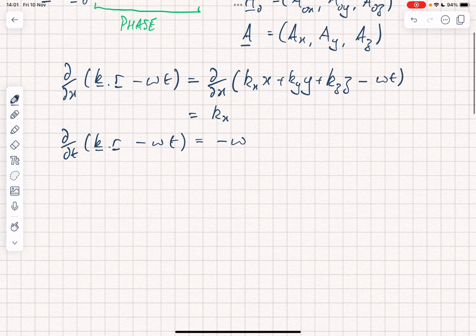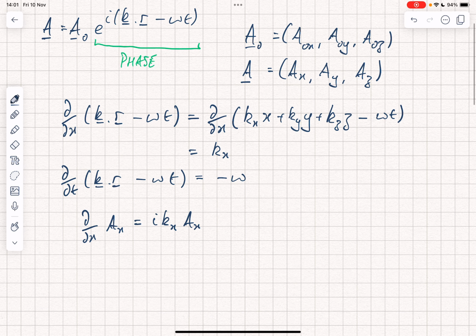And this then means that we can take differentials of Ax and Ay, so d by dx of Ax is equal to i kx Ax, that we just get by considering the form of the phase and by differentiating. Note that d by dx of Ay is equal to i kx Ay. That's an important distinction to note. When we differentiate, we bring down a factor of the phase related to the coordinate with respect to which we're differentiating, not anything to do with the component of the vector.